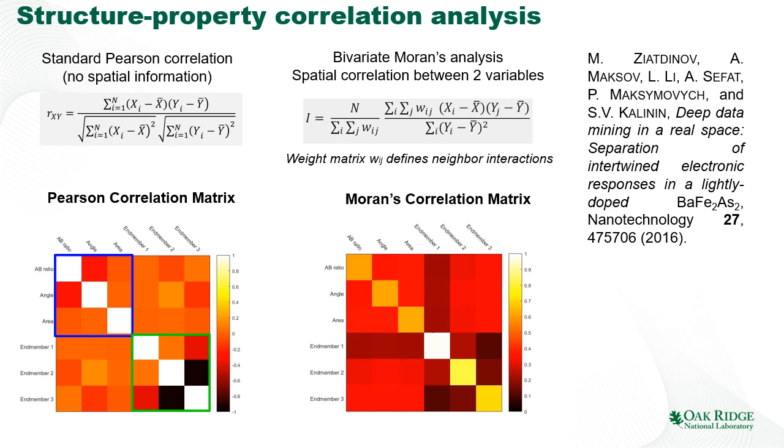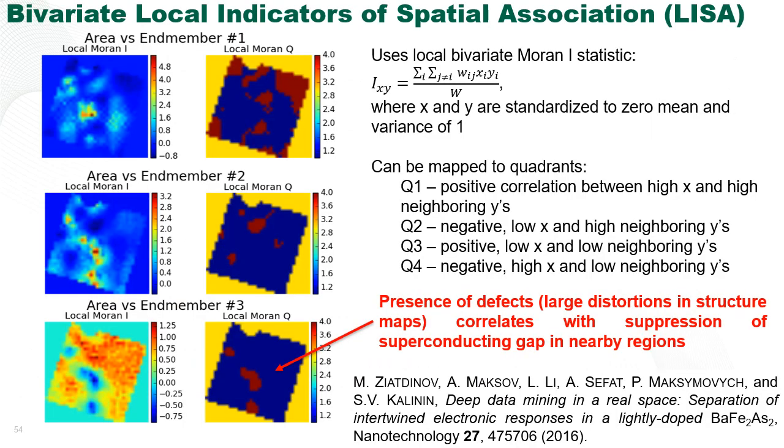Now, a slightly different way to analyze these data sets is to look at the spatial correlation between the variables using the bivariate Moran's analysis, which allows for analysis of the neighborhood interactions. So if we do that, we start to get the Moran maps for the different N members, and once we go through this analytics, we can see that the presence of the defects, which are large distortions of the structure maps, correlates with the suppression of the superconductive gap in the nearby regions. And again, you can learn more about it in this publication.